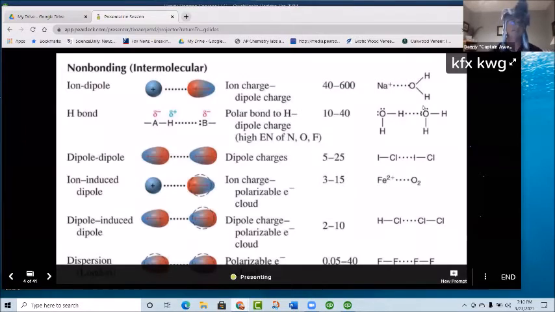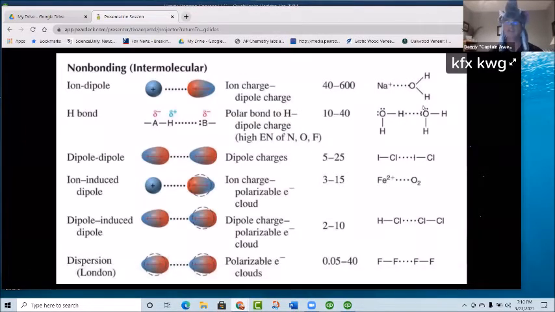Now, notice these numbers in the table are all over the place. 40 to 600, 10 to 40. So a lot of your teachers ask, what's the strongest intermolecular force? And some of y'all have been taught hydrogen bond. Hydrogen bond is not always the strongest intermolecular force. How do we know what the strongest intermolecular force is? It comes down to the data. So you're really going to have to look at the data for melting point and boiling point. The higher the melting point or boiling point is, the greater the intermolecular forces are.